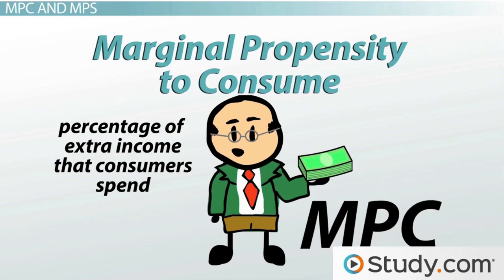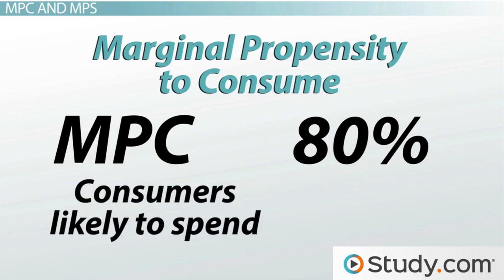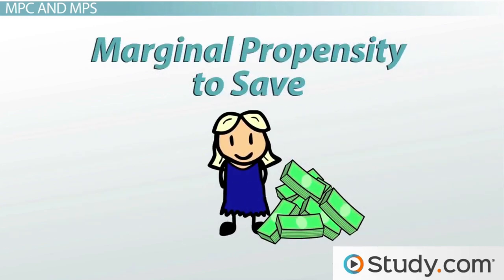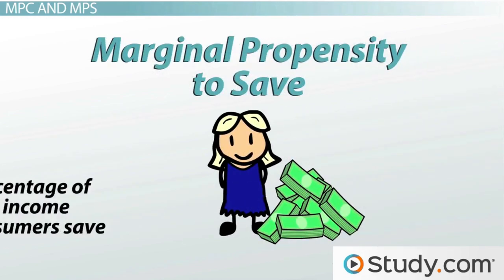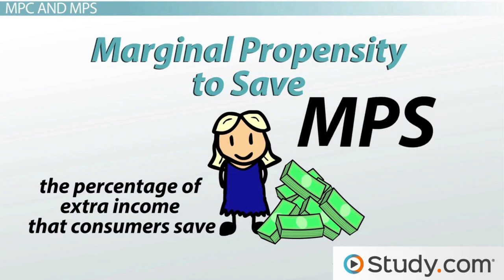Economists call it MPC for short. So, if the MPC is 80%, that means consumers are likely to spend or consume 80% of any extra income they get. The marginal propensity to save is the percentage of extra income that consumers save. Economists call it MPS for short.